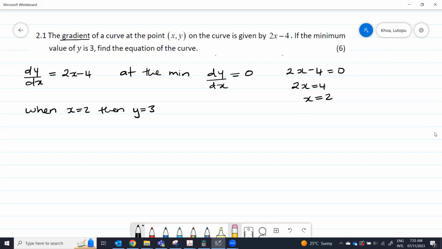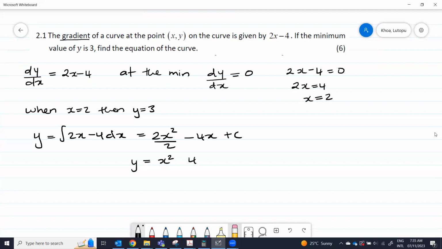So to find the equation of the curve, we have to integrate. y is equal to the integral of 2x minus 4 dx. This is 2x squared over 2 minus 4x plus c. So this is x squared, y is equal to x squared minus 4x plus c. And now we want to solve for this constant of integration. We do that by substituting x is 2 and y is 3. So we have 3 is equal to 2 squared minus 4 times 2 plus c. This means that c is equal to 3.